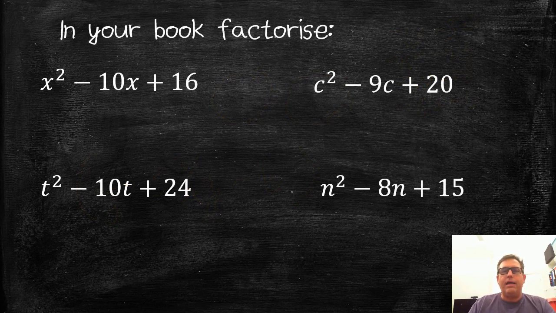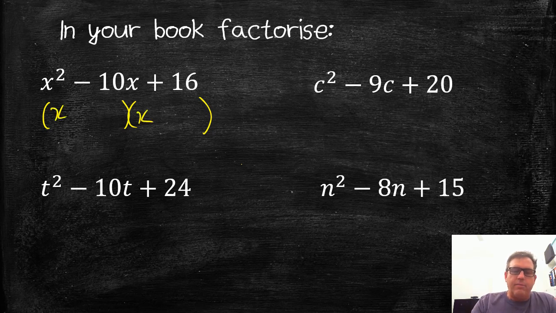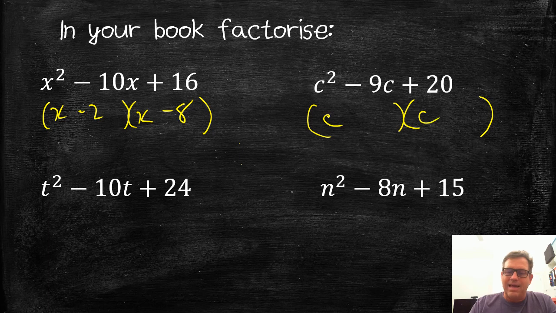Okay, go ahead and pause the video, factorize these in your book. Okay, the first one. We're looking for things that multiply to 16 and add to negative 10. So I'm looking for two negative numbers. And I know my times table, I know 2 times 8 is 16, add them, I get 10. So minus 2 times minus 8 would be positive 16 and add to minus 10. The next one, I'm looking for things that multiply to 20 and add to minus 9. So 20 is 1 times 20, 2 times 10, 4 and 5 give me 9. So minus 4 and minus 5 would give me minus 9.